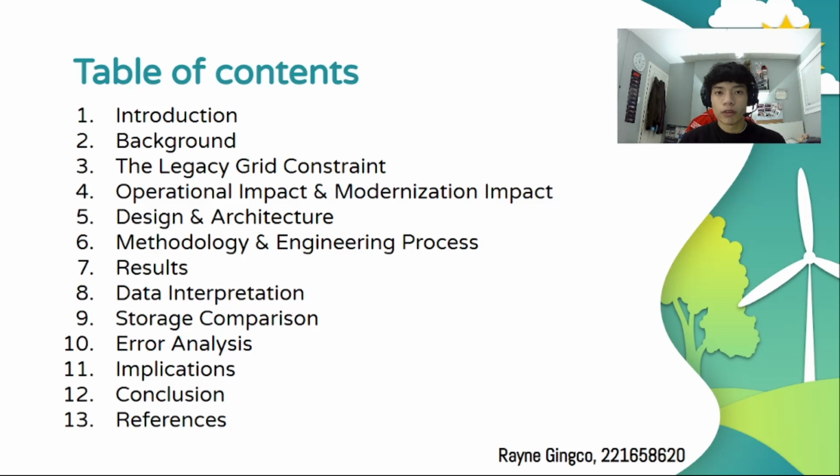First, I'll be going over the flow of the presentation and the contents within by introducing the problem and providing background on how current grid systems operate, then examining the limitations of legacy grids and their impacts, our proposed design and system architecture, moving to our methodology and supporting analysis, and finally, discussing the results, implications, and final verdict.